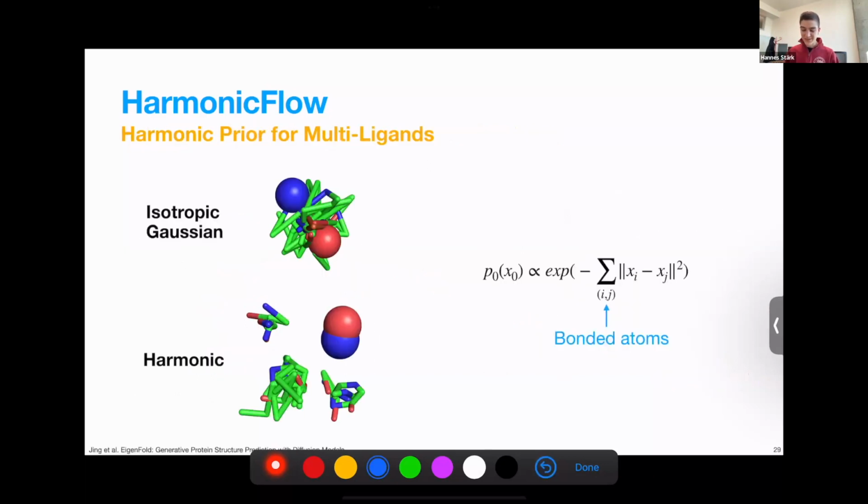Okay, but then let's start with this harmonic prior. What we think is especially nice for our problem is that if we're dealing with multi-ligands, like we have multiple molecules in our ligand, and we sample the 3D positions in our Gaussian prior, then we just have our atoms randomly assorted around. But if we now use this sort of harmonic prior, then the stuff that is bonded together is initialized close together, and the generative process no longer has to pull these apart and resolve which atoms are bonded together or which atoms belong to a molecule.